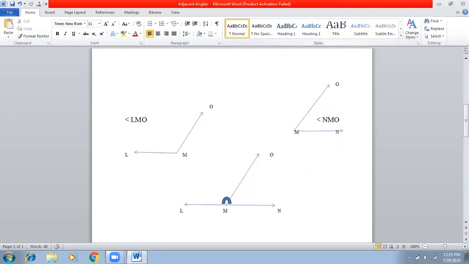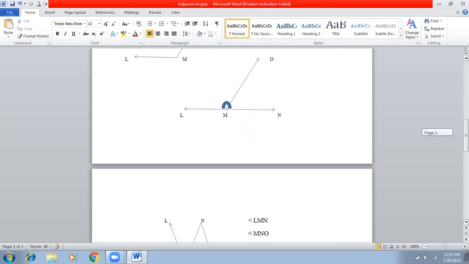Now look, both have a common side, MO. That means both have a common side. Now we'll check if both have the same vertex or not. So here the vertex is M, and here the vertex is also M. Means both the angles have a common side and a common vertex. So these are adjacent angles.